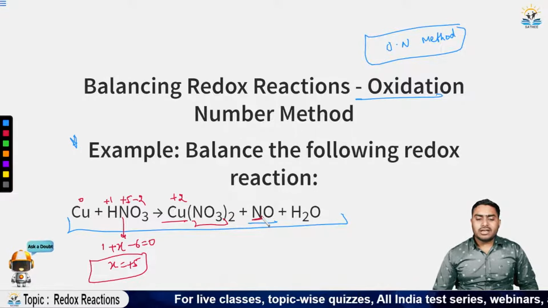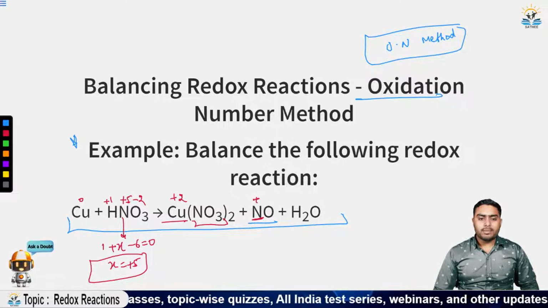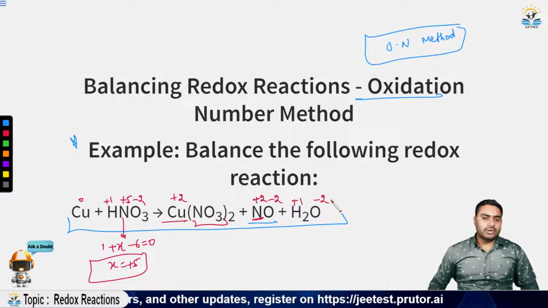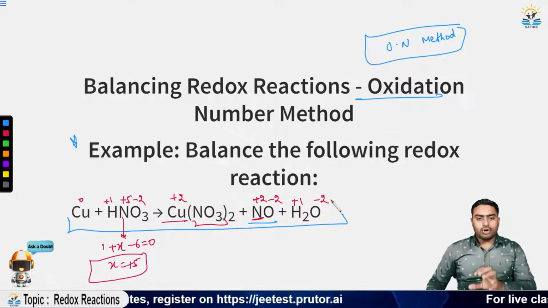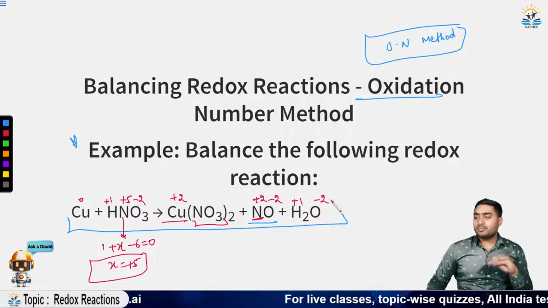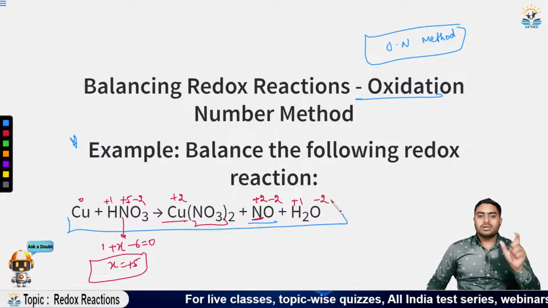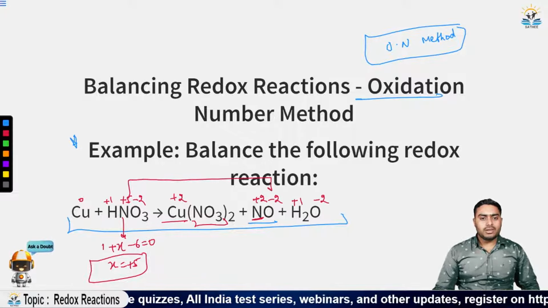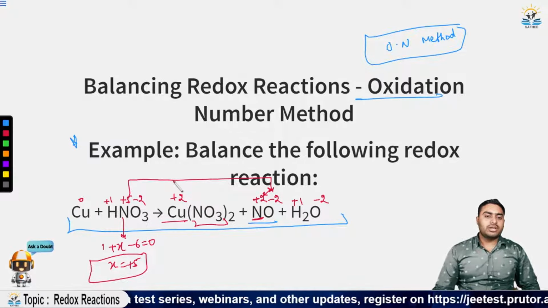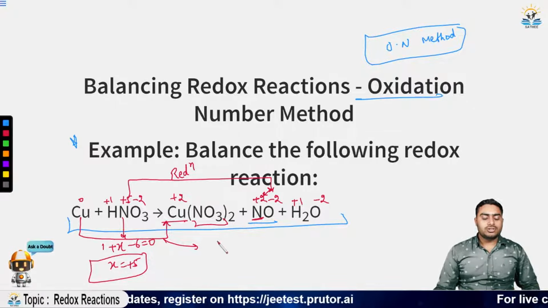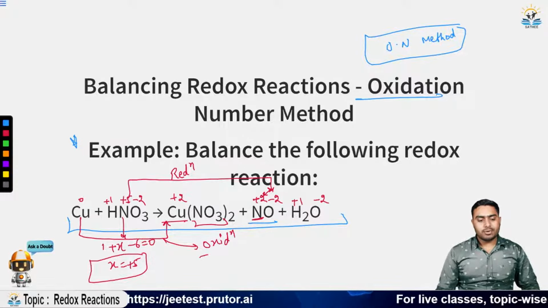And for this nitrogen it will be +2, and oxygen -2, hydrogen is +1, and oxygen is -2. Like this you can calculate simply. So hydrogen and oxygen are in the same oxidation state on the reactant side and the product side, that means +1 for hydrogen and -2 for oxygen. But nitrogen is undergoing +5 to +2. A decrease in oxidation number means reduction, and copper is undergoing oxidation. So this is an example of a redox reaction.